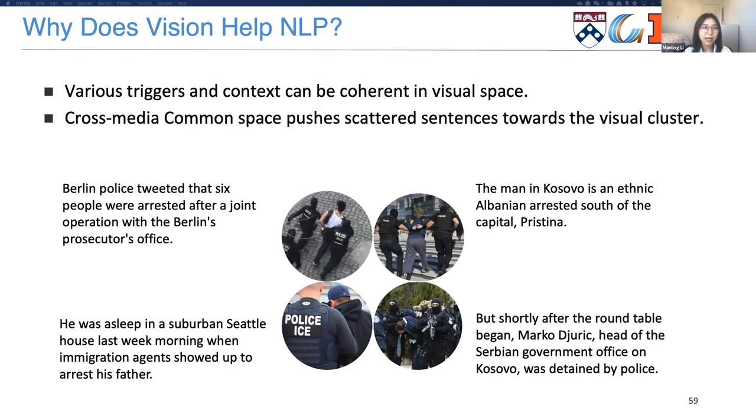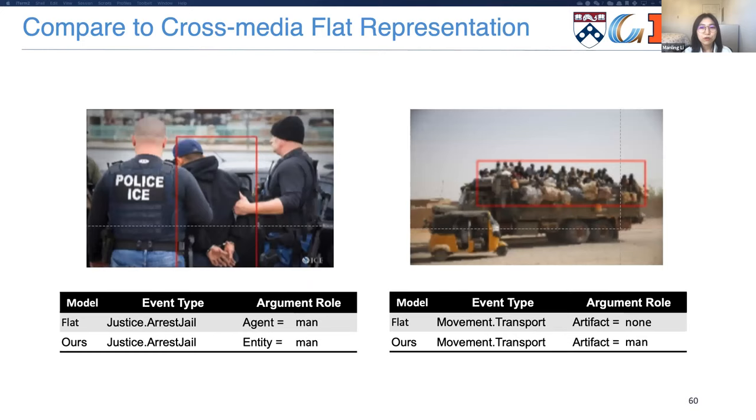Compared to cross-media flat embedding, our structured common space can capture the connections between visual objects. Like in the first example, the person in the middle is always the entity being addressed, but not the agent.